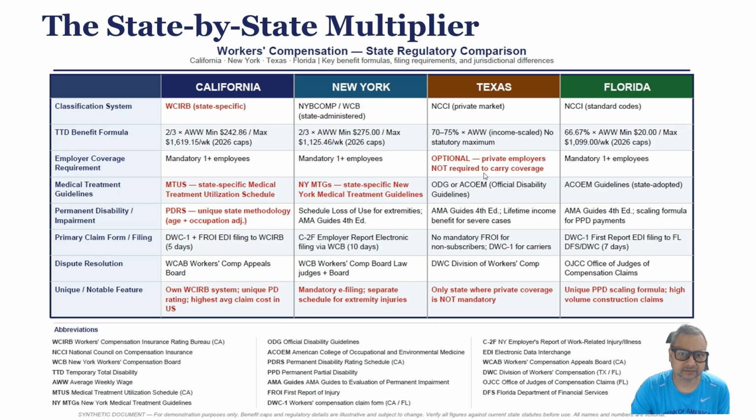Texas is the only state where private employers are not required to carry workers' compensation coverage at all. This creates a parallel non-subscriber system that does not exist anywhere else in the country. Florida uses NCCI codes but applies a PPD, permanent partial disability, scaling formula that differs from nearly every other state. A carrier operating across these 4 states is not running one workflow with minor configuration differences. It is running 4 materially distinct workflows: different formulas, different deadlines, different forms, different regulatory bodies.